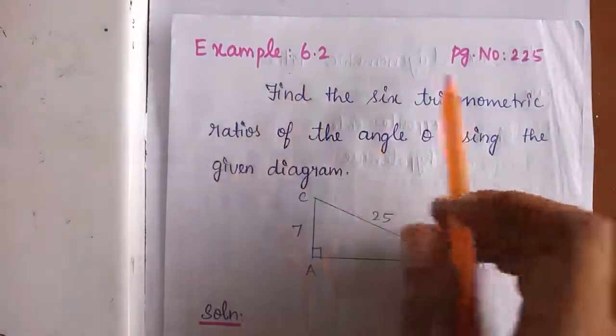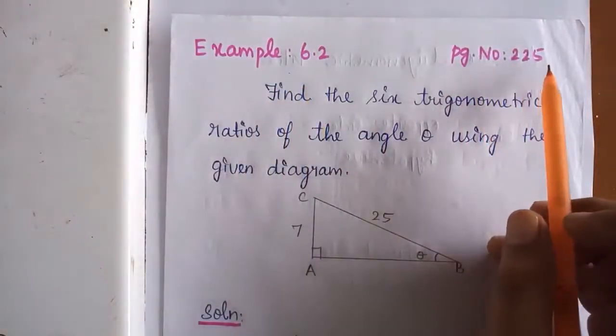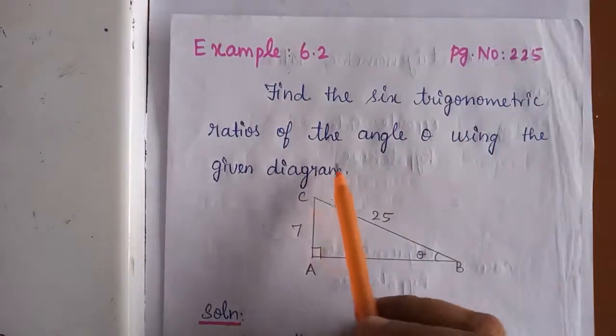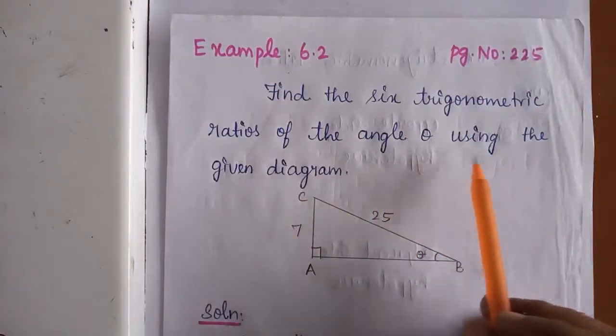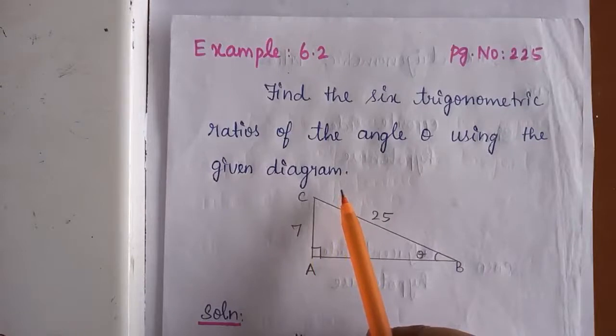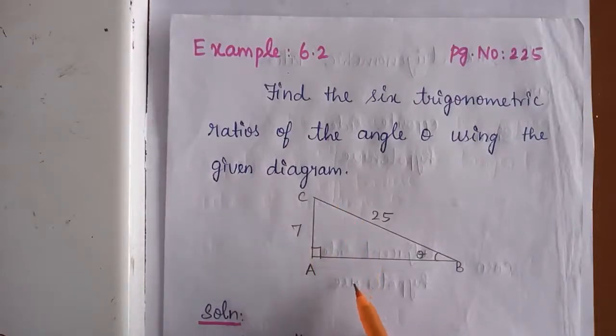Example 6.2, which also belongs to page number 225. Find the 6 trigonometric ratios of the angle theta using the given diagram. In the previous example we found only 3 trigonometric ratios, that is sine, cosine and tangent. Here we are going to find the 6 trigonometric ratios. This is the given diagram.